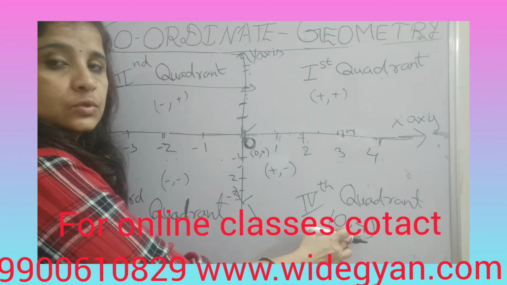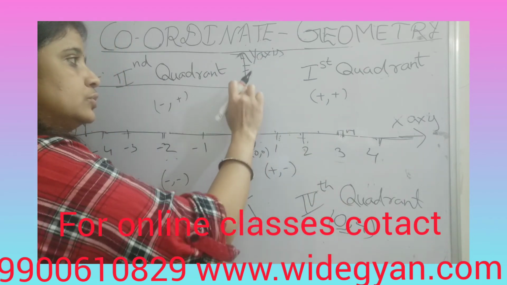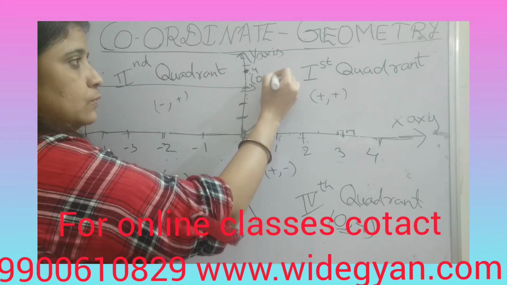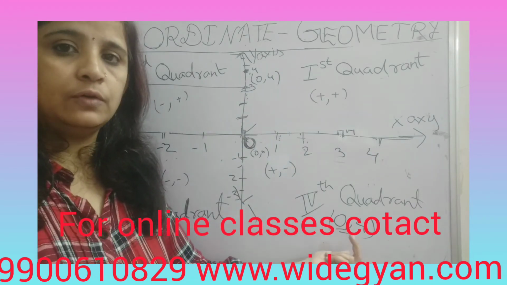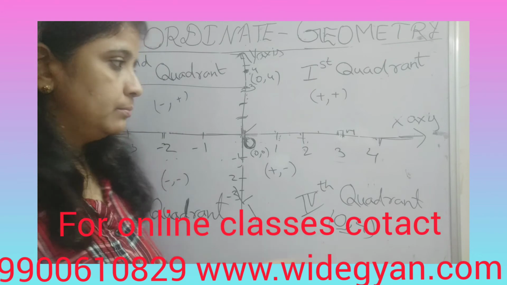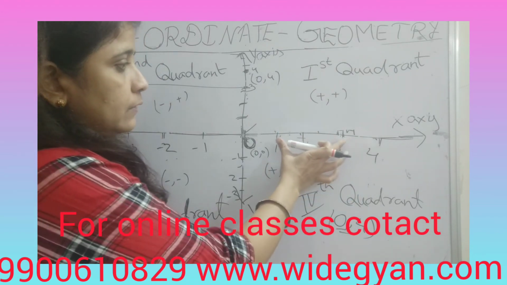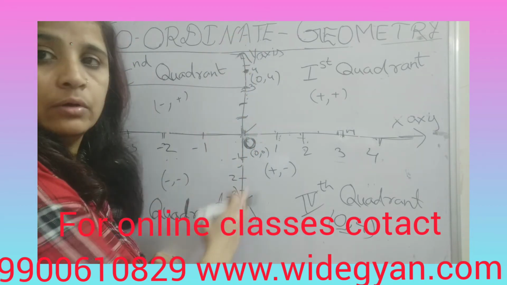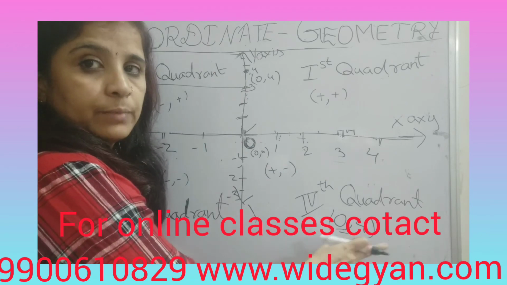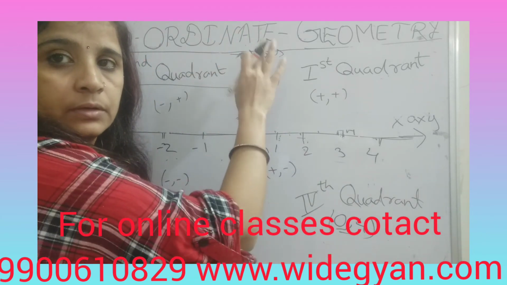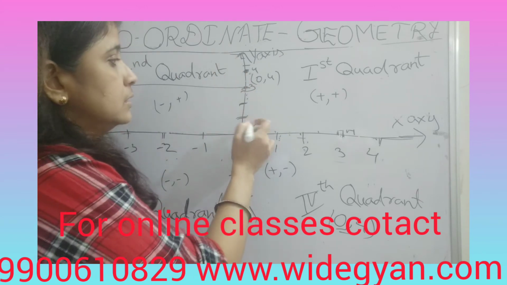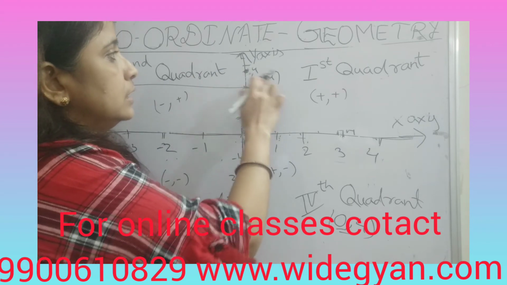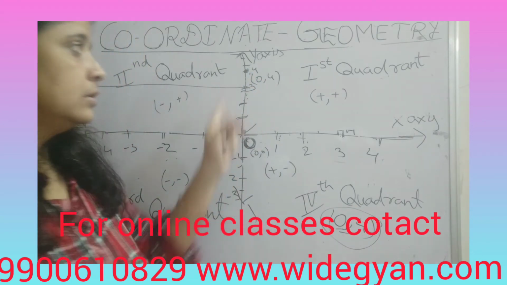Now ordinate is 4. So 1, 2, 3, suppose here it is 4. So this is the point 0, 4. We have to find the position of 0, 4. Abscissa is 0, so the point lies anywhere on the y-axis. Now it is positive +4, so it must be upward from the origin. So 1, 2, 3, 4. We measure till 4 units. Here this point 0, 4 lies on the y-axis.